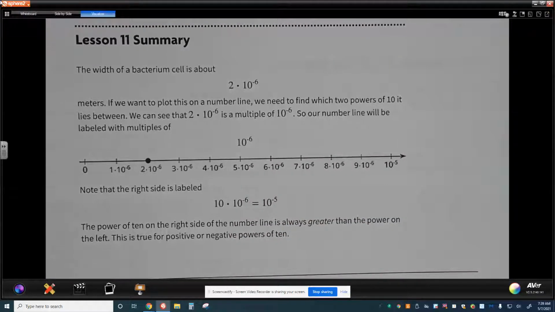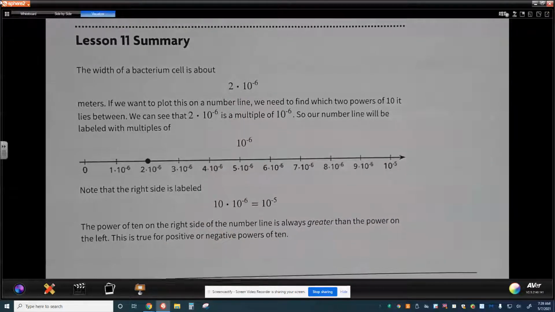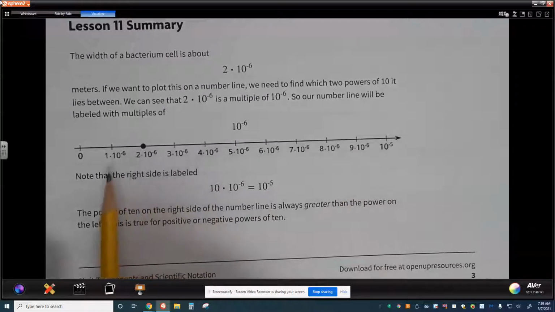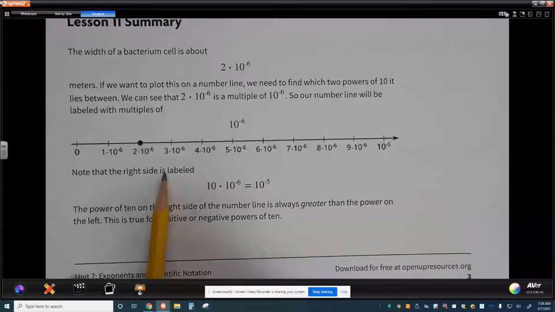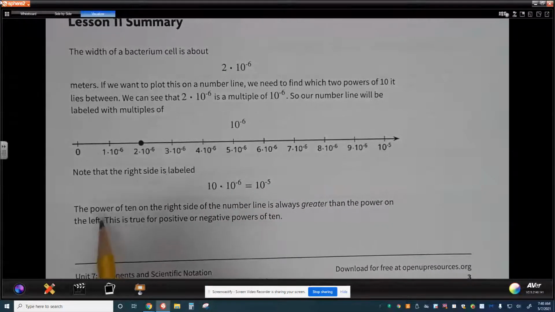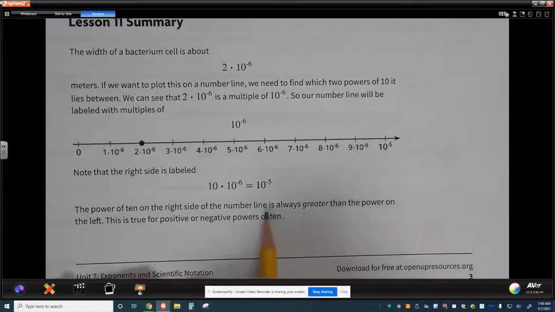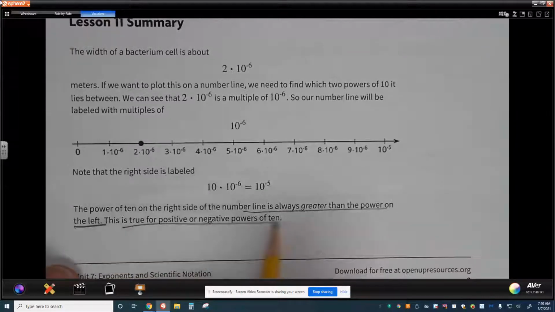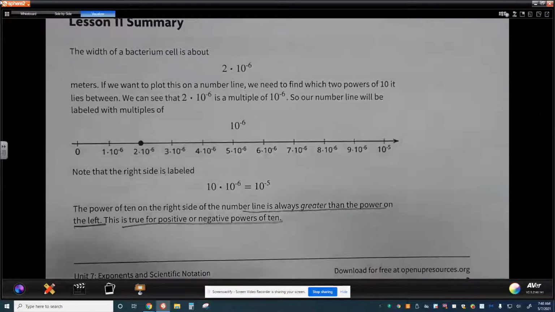So the width of a bacterium cell is really little. It's 2 times 10 to the negative 6th power. If we wanted to plot this on a number line, we need to find out which 2 powers of 10 this falls in between. And so our number line would come down to a number line that's really, really small. We notice that the right side is labeled 10 to the negative 5th power. The power of 10 on the right side of the number line is always greater than the power on the left, just like any other number line. This is true for all positive and negative powers of 10.